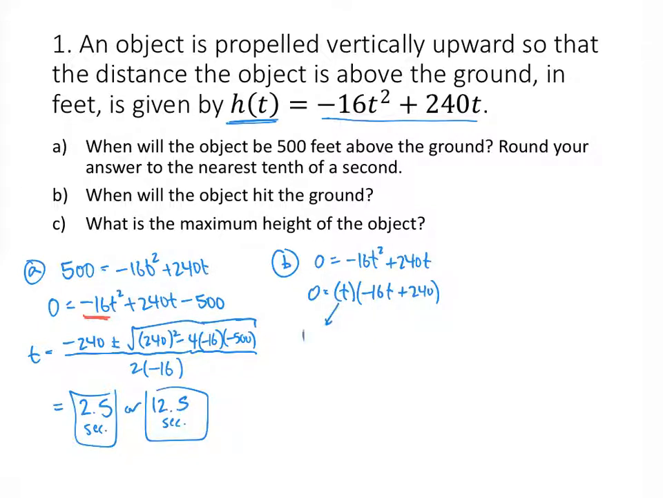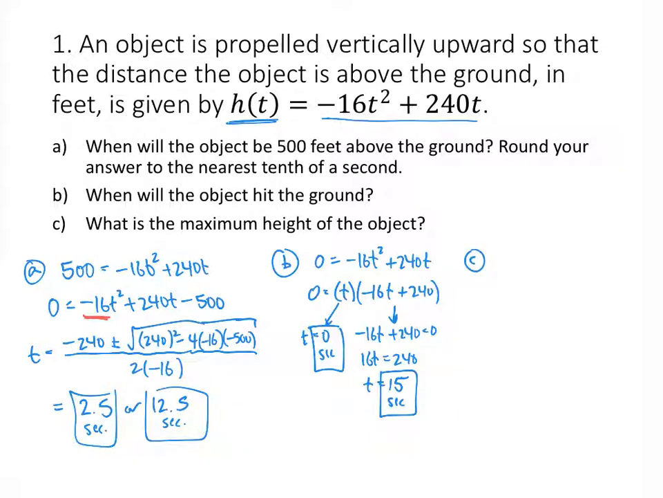That gives us two solutions. One of them is t equals 0, which makes sense because the object starts on the ground. The other one comes from negative 16t plus 240 equals 0, so 16t equals 240, which gives us t equals 15. That's really the more interesting time here: after 15 seconds, the object is going to hit the ground. But 0 seconds is a solution that makes sense as well, because the object is on the ground at the beginning.